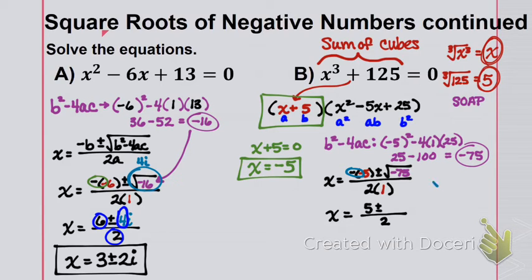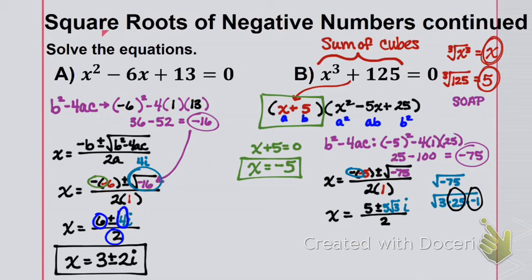The square root of -75. Is 75 divisible by any perfect squares? 25. 25 goes into it how many times? 3 times. So I have 3 times 25 times -1. That would all be -75, right? We know the square root of this, and we know the square root of this. Square root of 25 is 5. The square root of -1 is i. So this is going to be 5 square root of 3 i.